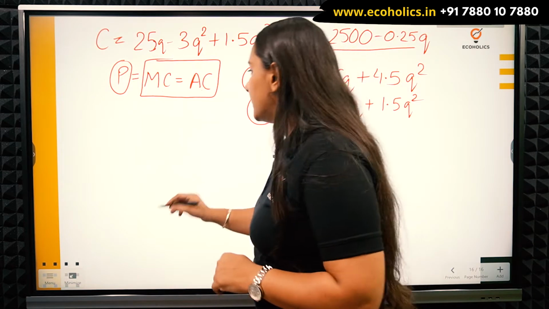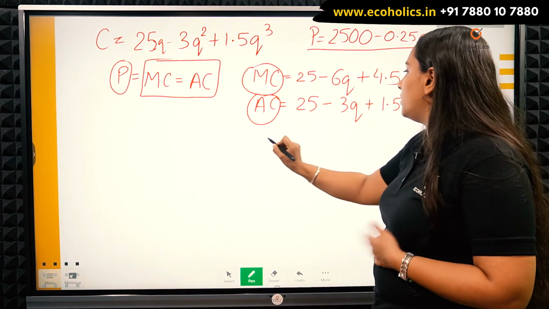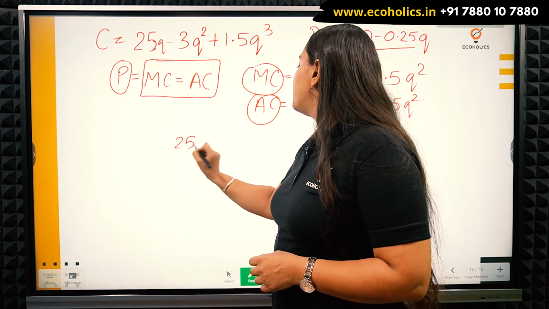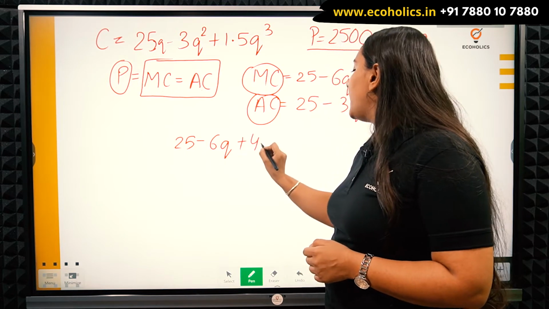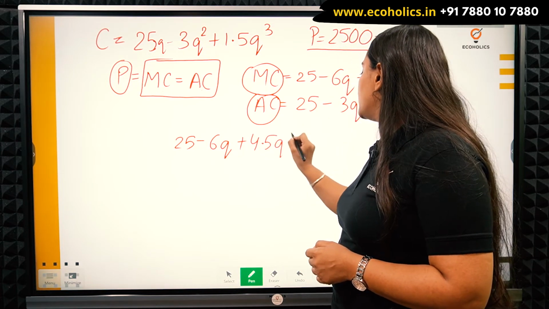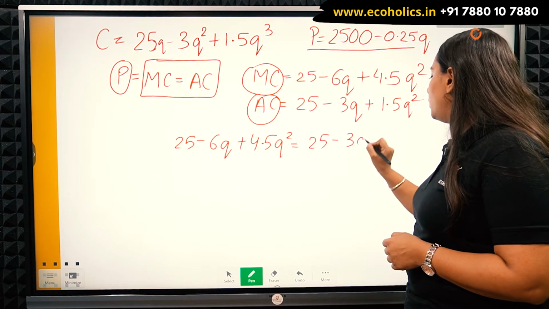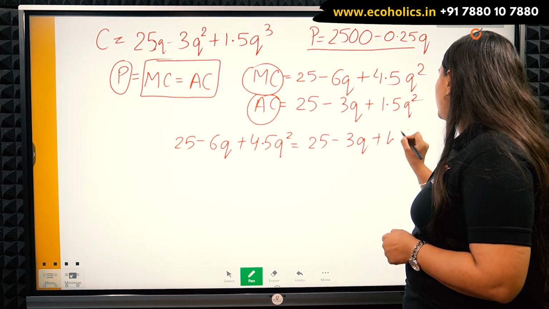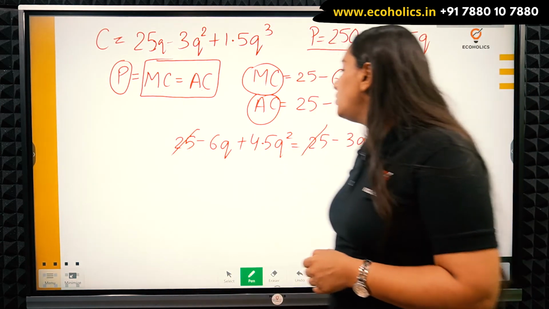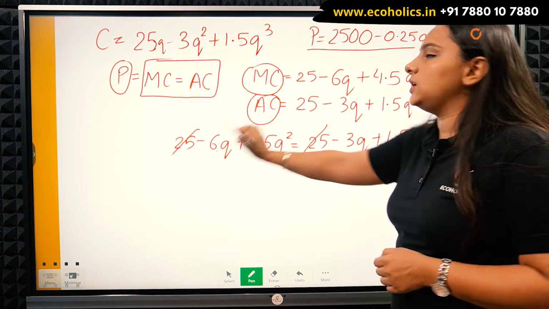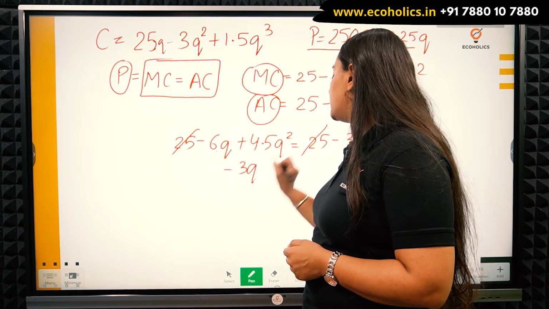So let's just do that. If I put the marginal cost first, let's just do it here only. 25 minus 6Q plus 4.5Q square, which is equal to 25 minus 3Q plus 1.5Q square. So 25 and 25 will get cancelled out. Minus 6Q plus 3Q, if I take it to the other side, I will get minus 3Q. That's what I will get.